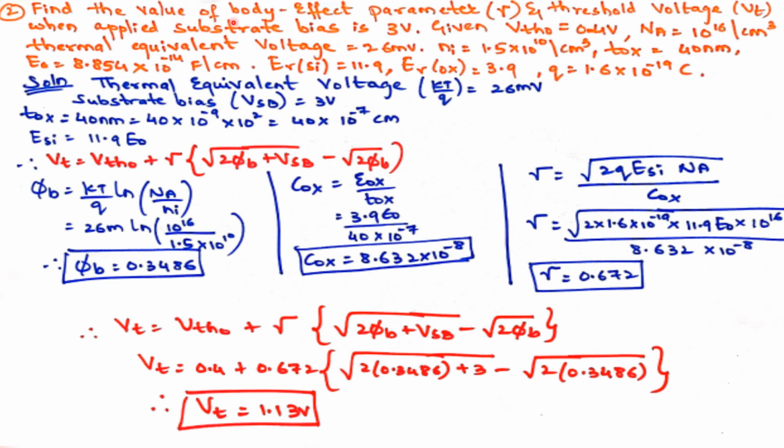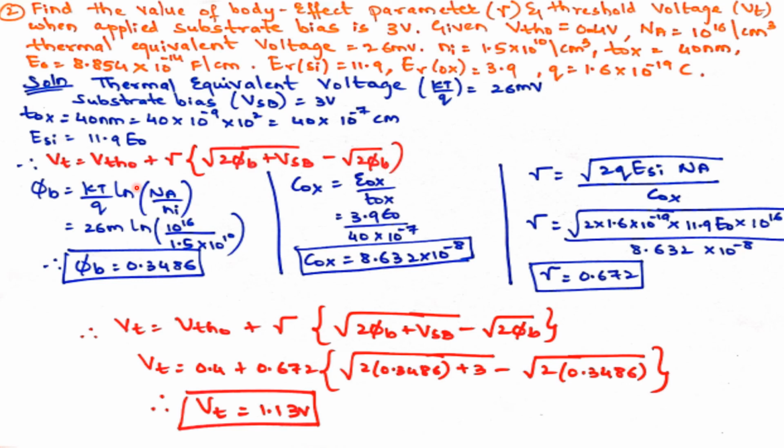Since they have asked you to calculate the body effect and threshold voltage, we'll be using second formula of threshold voltage. That is threshold voltage which includes body effect parameter. So the formula is Vt equals to Vth naught plus gamma, that is body effect parameter, multiplied with square root of 2 phi b plus Vsb minus square root of 2 phi b.